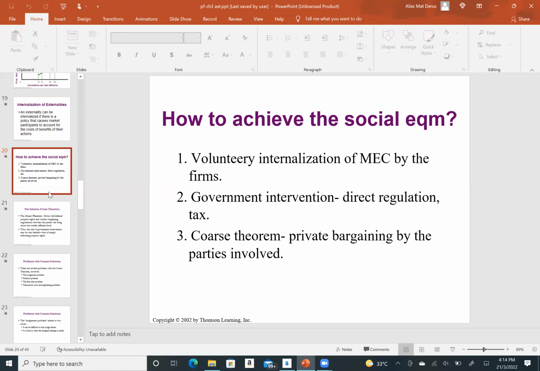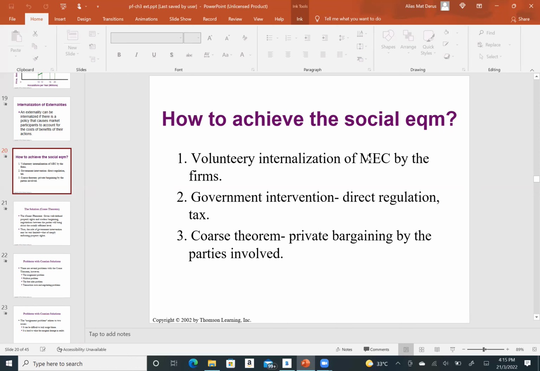But sometimes it can be what? It can be marginal external benefit. So you don't have to put the marginal external cost. So just say voluntary internalization. That's it. Don't put the MEC, because that will be very specific. But now you want to do it generally.